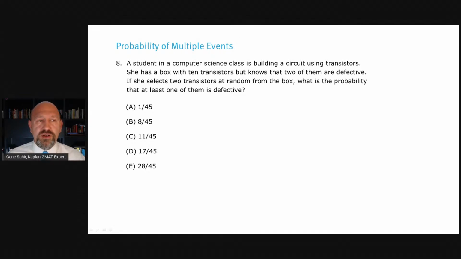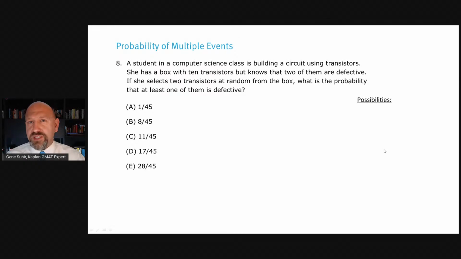So let's get down to brass tacks. You've got a student in a computer science class building a circuit with transistors. The box has 10 transistors, 2 of them defective. Select 2 at random from the box. What's the probability at least one of them is defective?